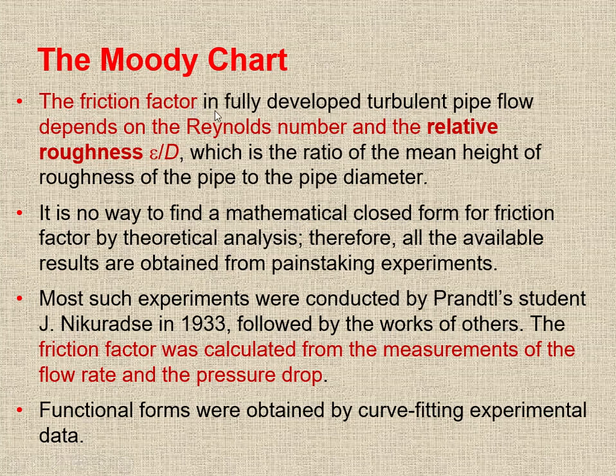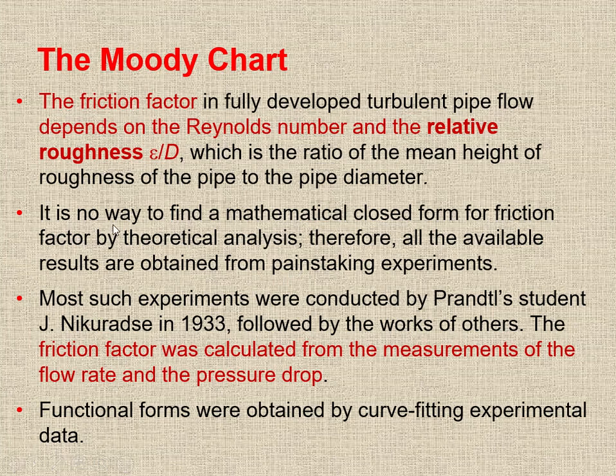The friction factor in fully developed turbulent pipe flow depends on the Reynolds number and the relative roughness, which is the ratio of the mean height of roughness of the pipe to the pipe diameter. So there are three dimensionless numbers: the friction factor, the Reynolds number, and the relative roughness. We have gathered these in one single chart called a Moody chart. We will see some more detail on Moody charts.